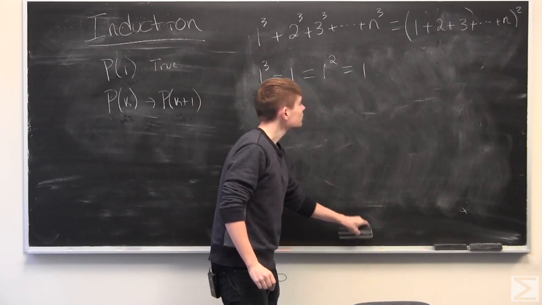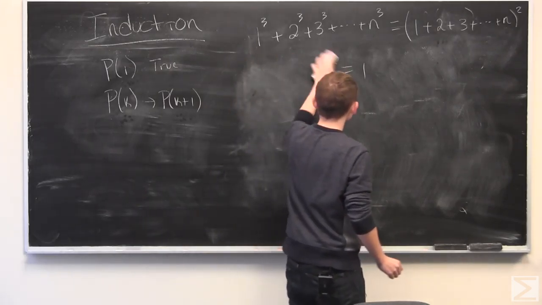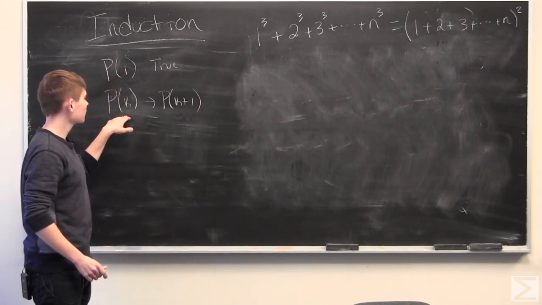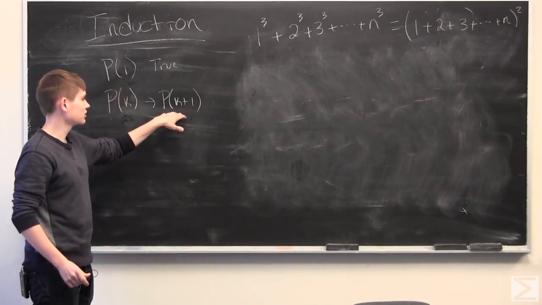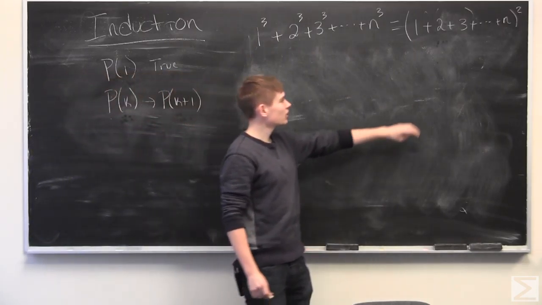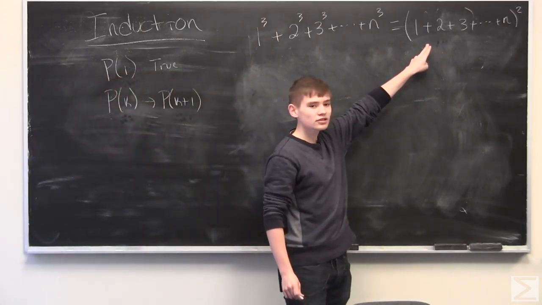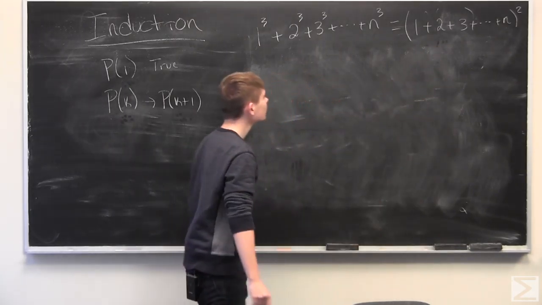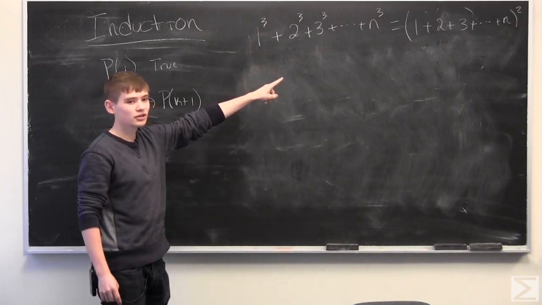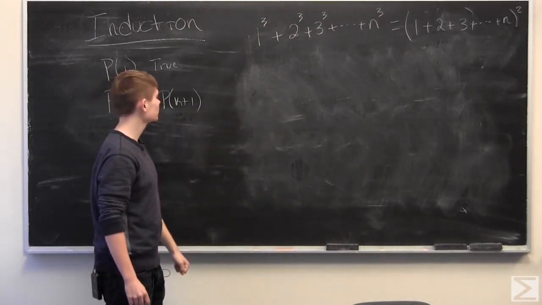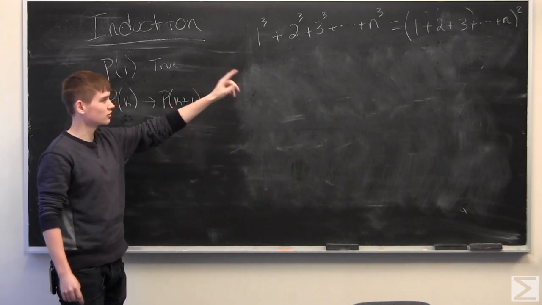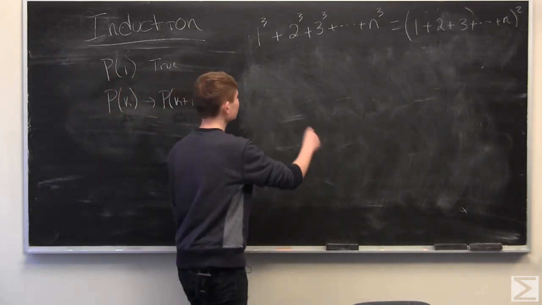So the base case works, and now we have to show that when the kth case is true, this implies that the k plus 1th case is true. And to do that, we just have to use the previously derived formula for this, and show that when you add the n plus 1 cubed term to it, it implies the n plus 1th term on the right-hand side. So I'll write all that out.